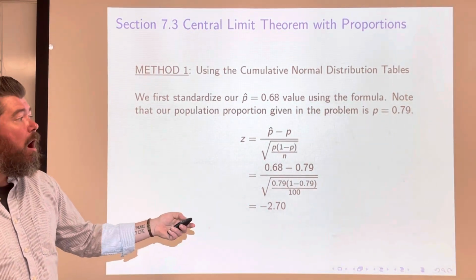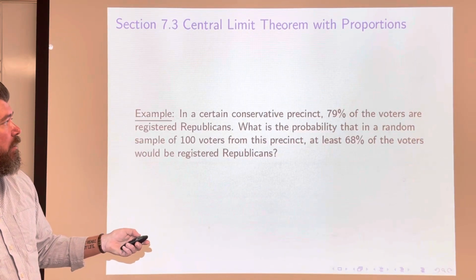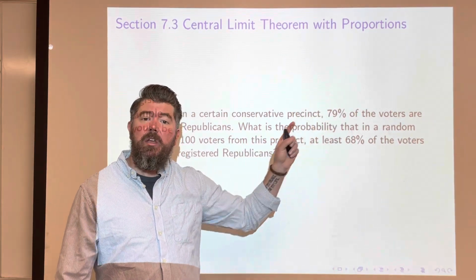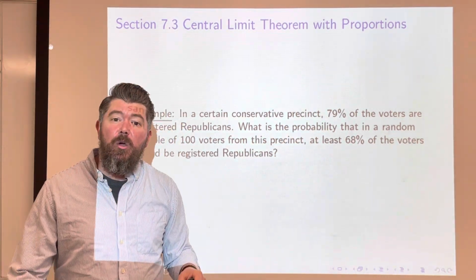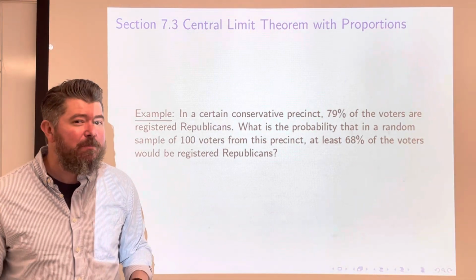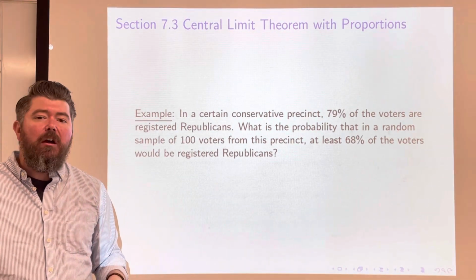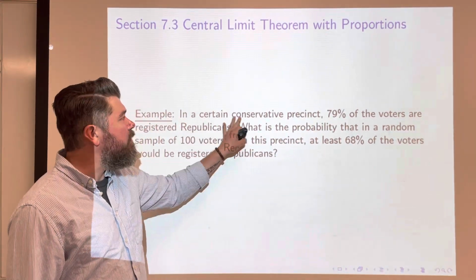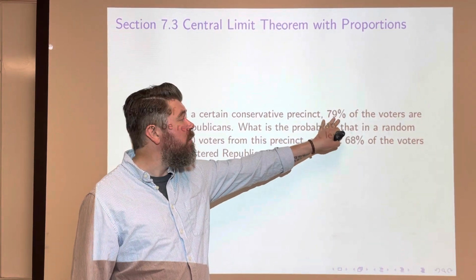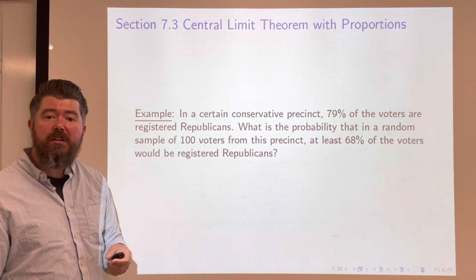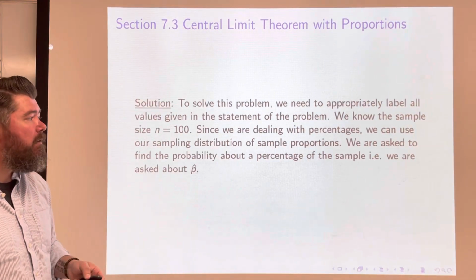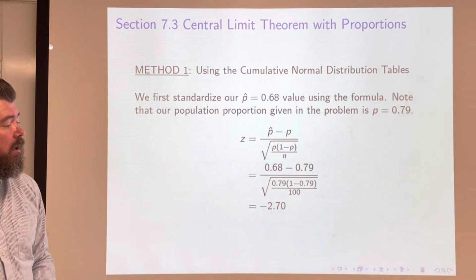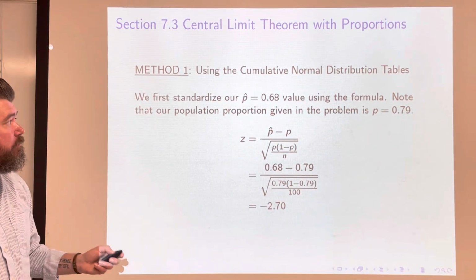So recall from the problem that they give us the p. Remember, going back to section 5.2, when you're given a problem with a fixed percentage, you should think, oh, this might be a binomial. This is our binomial probability. In a certain conservative precinct, we know 79% of the voters are registered Republicans. This is our p-value, so this will help us in this calculation. So we get z is negative 2.70.